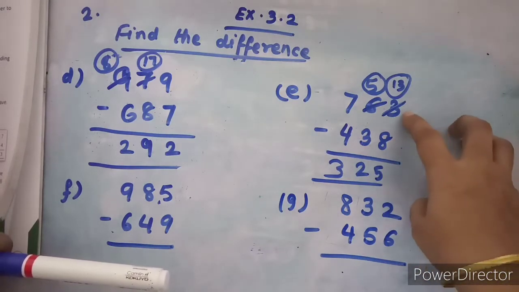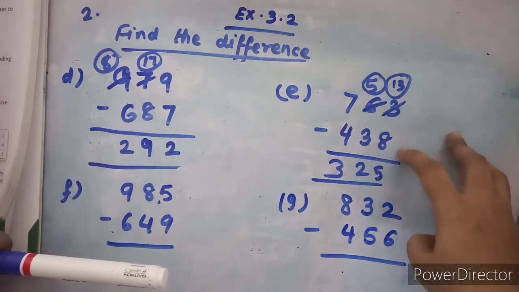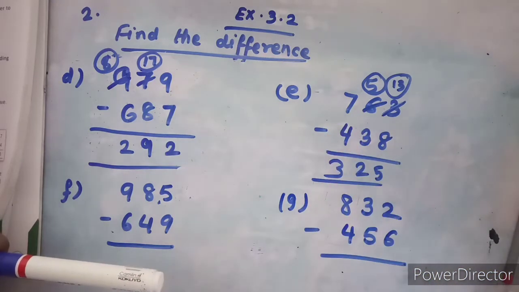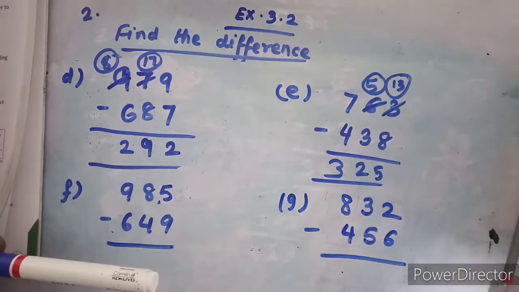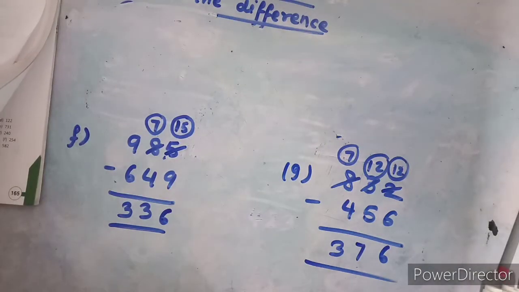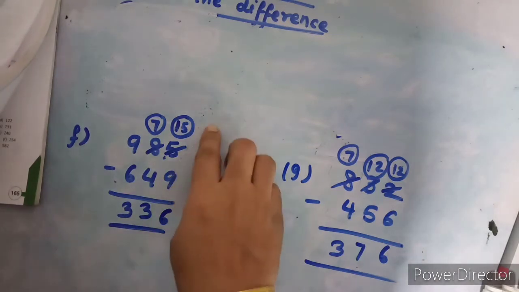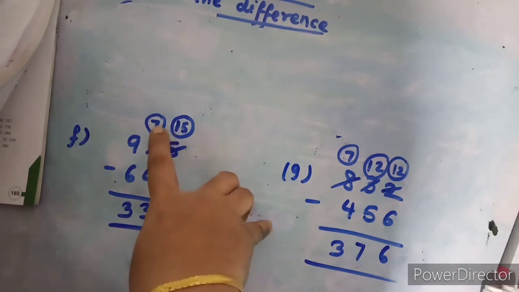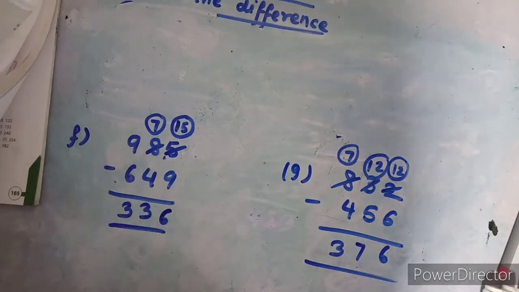You have 3 here, so make it 13 by borrowing. 13 minus 8 is 5. Then 5 minus 3 is 2. And then 7 minus 4 is 3, so 325. Okay, so D and E. Now come for F. 985 minus 649. So here 15 minus 9 will give you 6. And here you have to again write 7. 7 minus 4 is 3. And 9 minus 6 is 3.